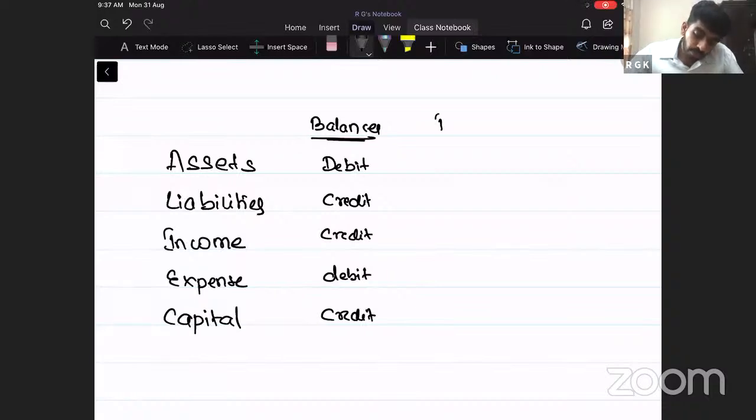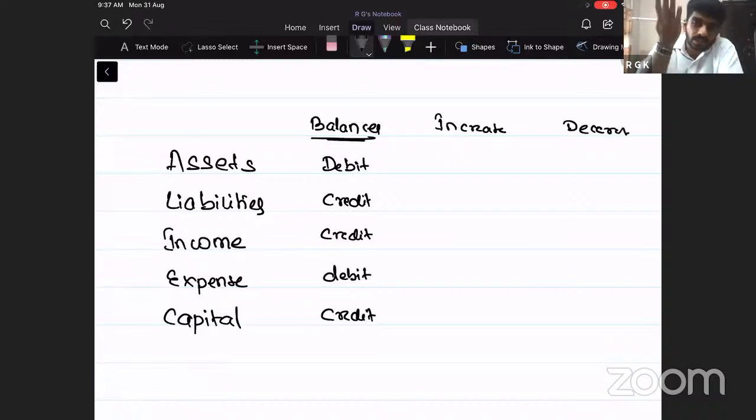So let us make two columns, increase and decrease. When assets increase, already debit balance, something is getting increased, so asset is to be debited.